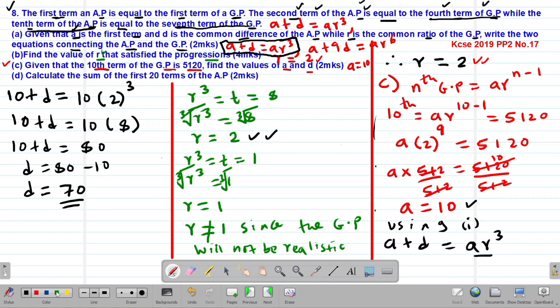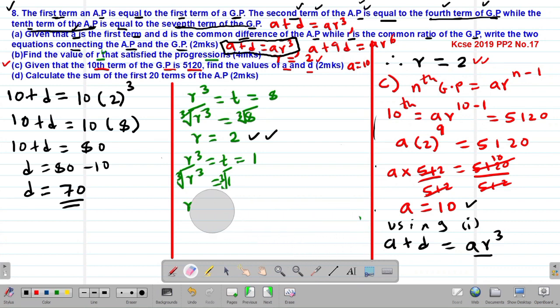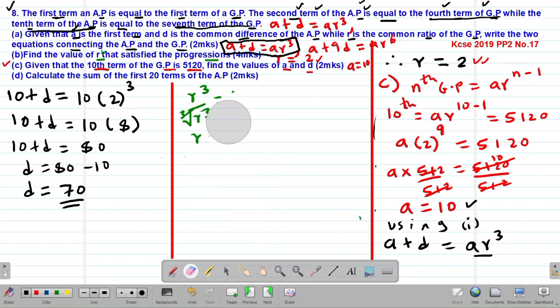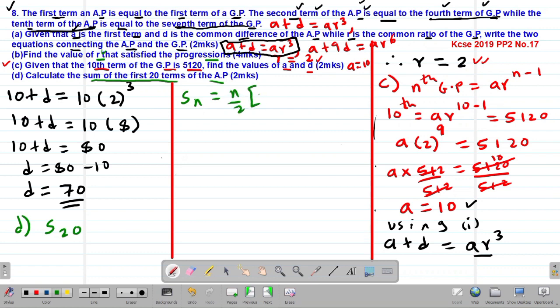Then we'll move to part D of our question. Let me clear this particular area so that we can use it to perform our working. In part D of the question, we are being told to calculate the sum of the first 20 terms of the AP. So in part D, they want us to find S20. We know that for any given AP, Sn is equal to n over 2, then into 2a, plus n minus 1 multiplied by d, then you close the bracket.